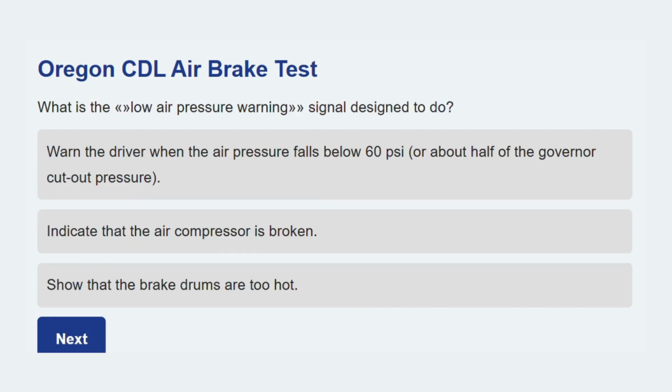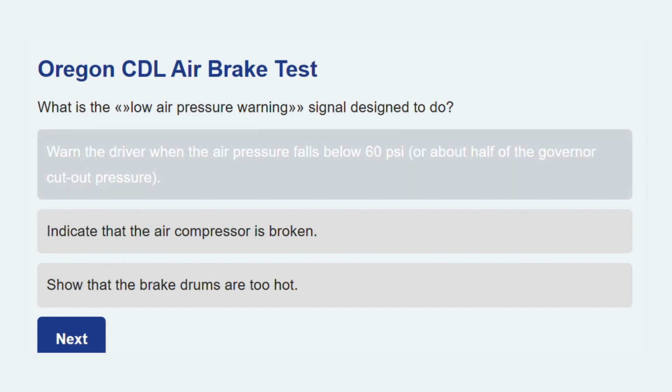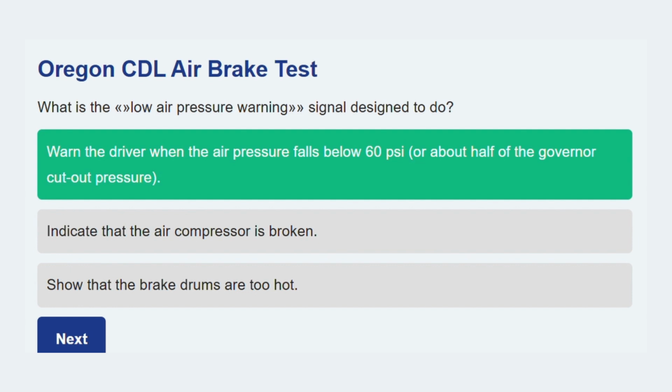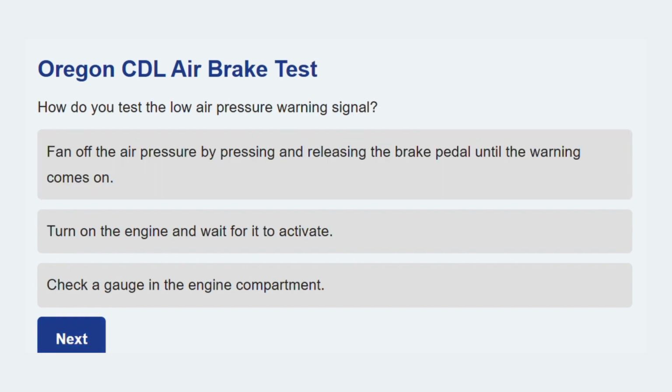Let's consider the next one. What is the low air pressure warning signal designed to do? Warn the driver when the air pressure falls below 60 psi or about half of the governor cutout pressure. This alarm indicates a serious problem that requires immediate attention.